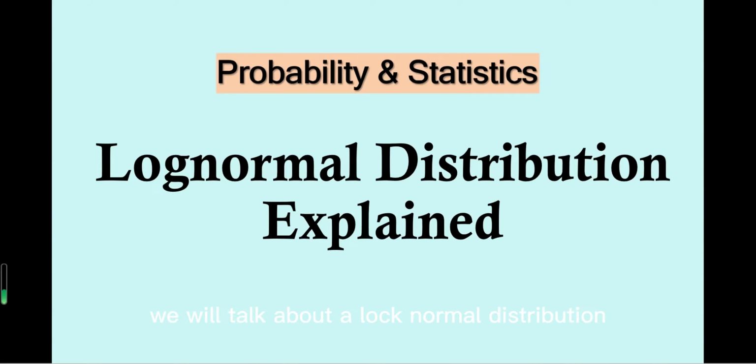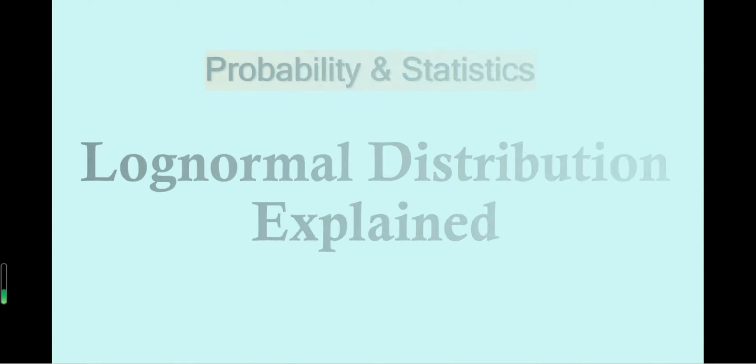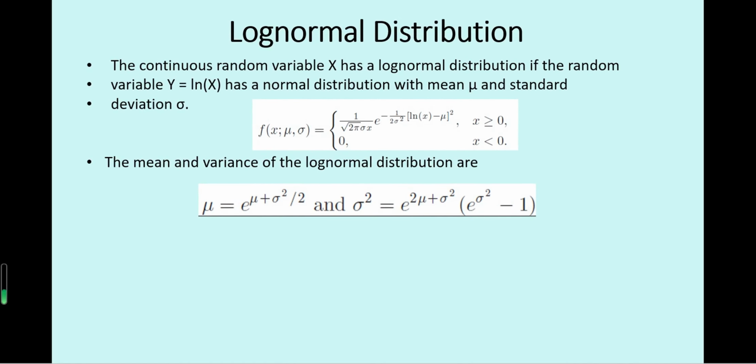In this video, we will talk about the log-normal distribution. A log-normal distribution is a continuous random variable. X has a log-normal distribution if the random variable Y equals log X has a normal distribution with mean mu and standard deviation sigma. The log-normal distribution has a density function quite similar to the normal distribution.